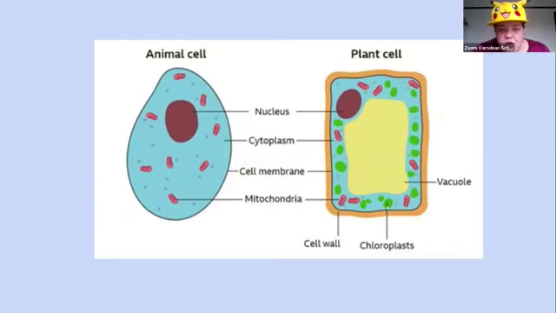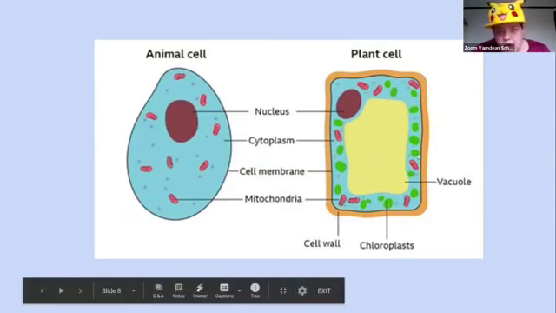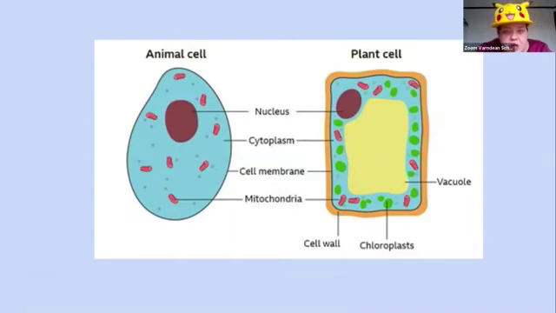We then have these green chloroplasts, and they're green because of chlorophyll, and that is where photosynthesis happens. And we then have the cell wall, which is on the outside of the plant cell, and that is made from cellulose, excuse my accent, and that keeps the plant cell's shape.